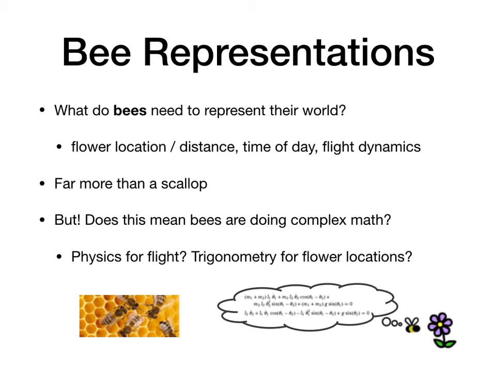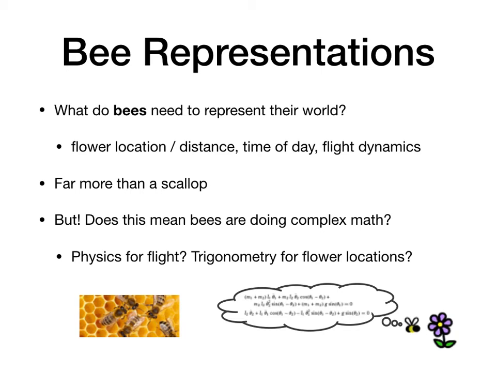Things like the location of flowers and their distance, the time of day, so that they know how to use the sun's. There's theories that they can use the bearing of the sun to detect where they should be heading, and how to fly. Certain things about the flight dynamics, the gusts of wind. How do I get there? What's the easiest route in terms of energetic consumption?